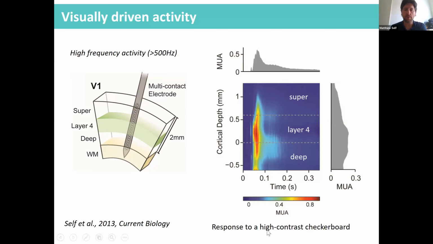This is just the response to a high contrast checkerboard, a very strong visual stimulus, which should drive activity across the cortical column. The measure we're looking at here is multi-unit activity. We use a measure in the lab which reflects the average spiking activity within about 100 microns of the electrode contact. That's quite a nice measure to compare to fMRI. It's not biased towards particularly high amplitude spikes. It's just giving you the average spiking activity around here.